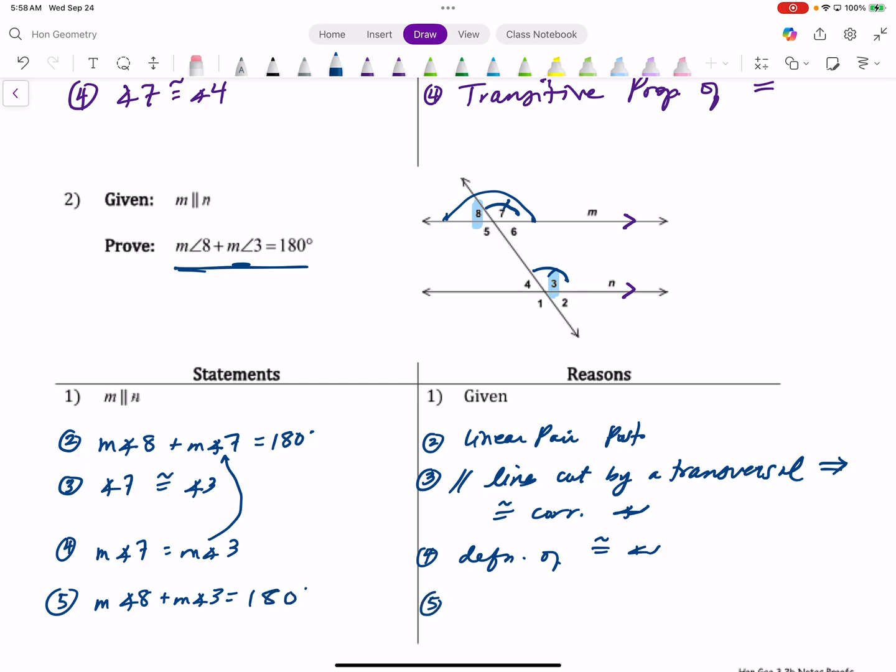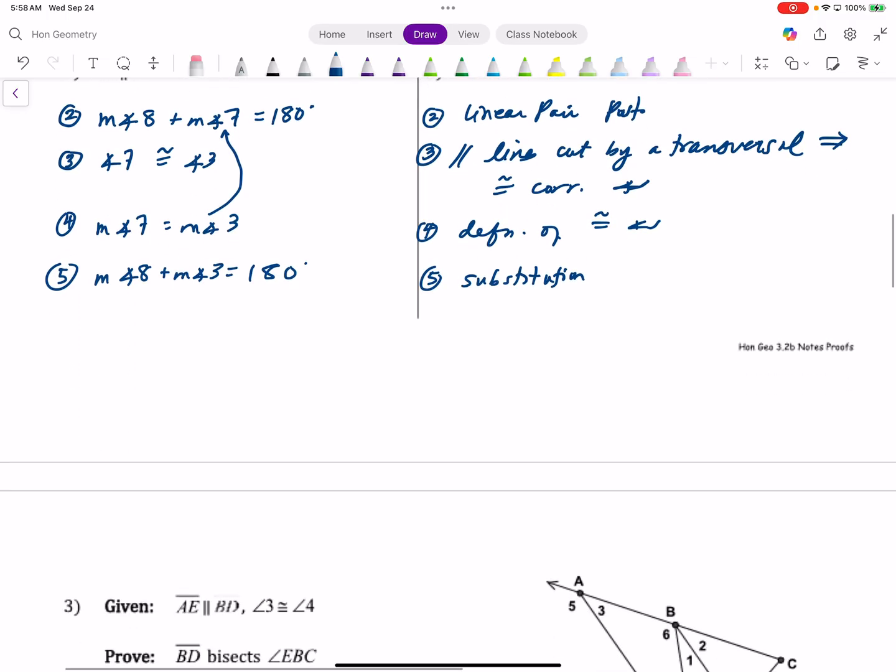Now that is a substitution because the measure of angle 3 is a number. It stands for some amount of degrees. So it's fine to say substitution there because it actually is. It's just you don't want to mess up and say substitution when you mean transitive property.